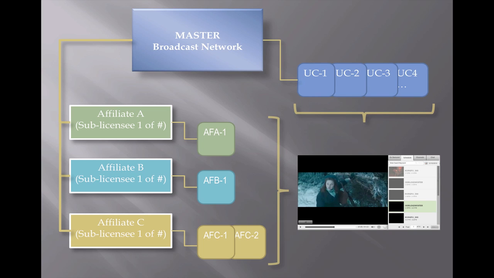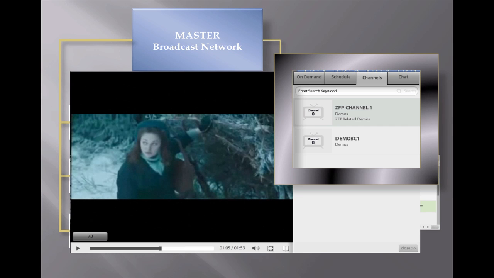The master broadcast network has the additional advantage of being able to configure whether or not particular channels are private. As you notice, channel 2 is not actually showing up here, just what we call ZFP channel 1 and demo BC1. Channel 2 is made private by you, and you can allow your affiliates to have private channels if they want, such as for internal corporate use or other similar purposes. But regardless of whether they're private or public, you as the master have the ability to track the usage and all rights related to the channels.